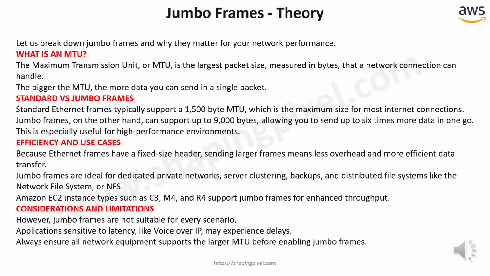Jumbo frames are ideal for dedicated private networks, server clustering, backups, and distributed file systems like the Network File System, or NFS. Amazon EC2 instance types such as C3, M4, and R4 support jumbo frames for enhanced throughput.